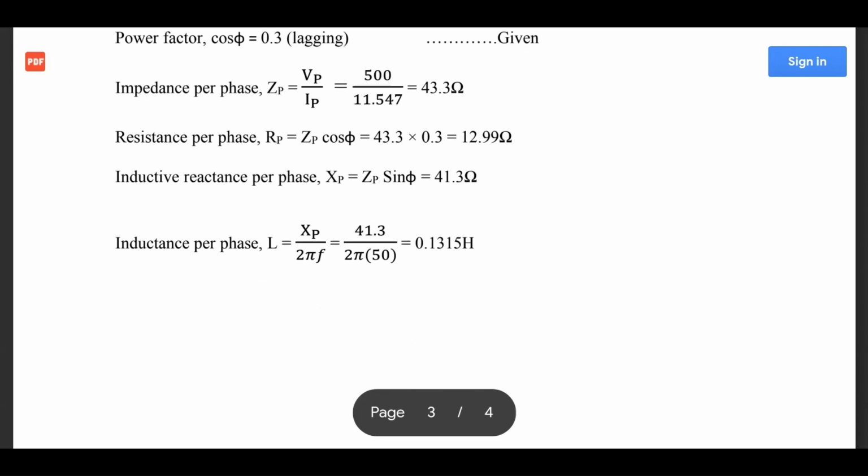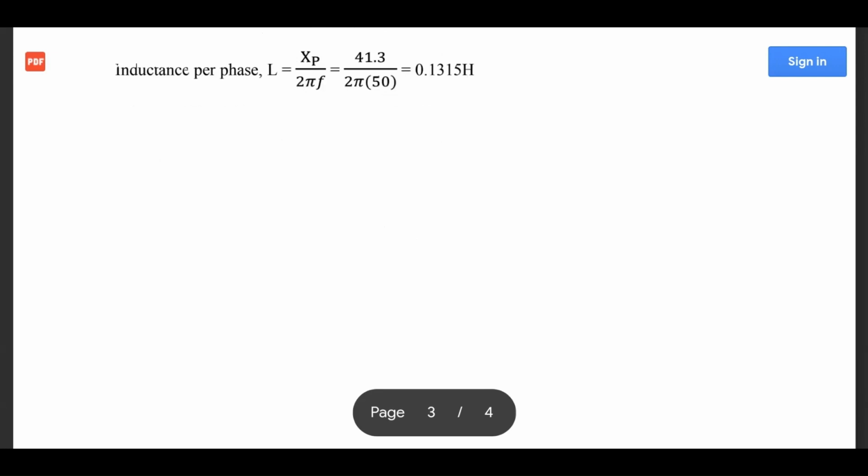Now we are required to calculate the inductance per phase. So X is equal to 2 pi f L, as explained in the previous numerical as well. So substituting the values of Xp and frequency, which is given as 50, we can calculate the inductance as 0.1315 Henry. It can be converted into millihenry as 131.5 millihenry if required.